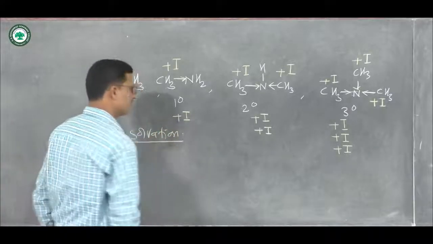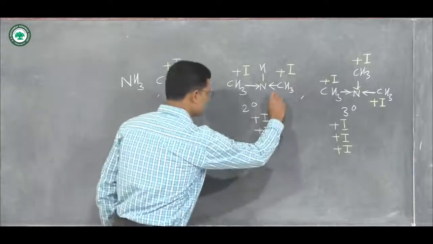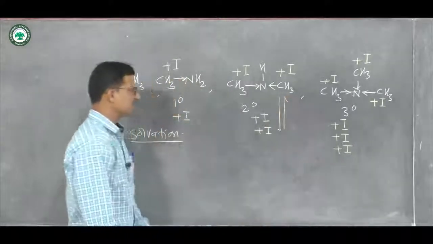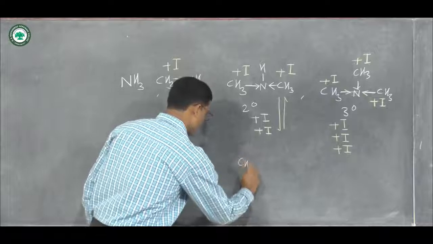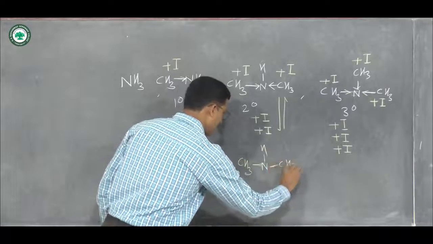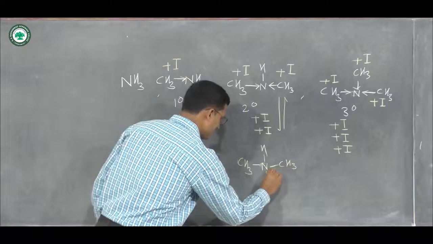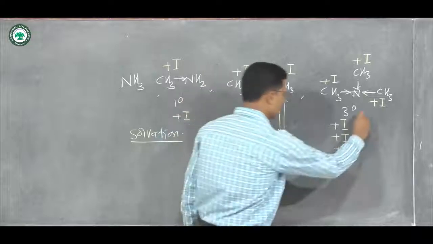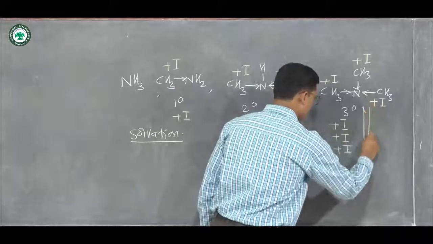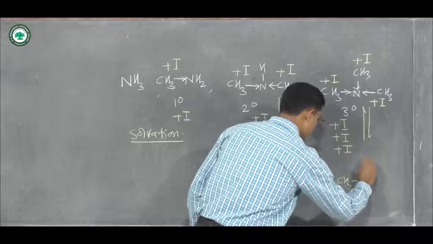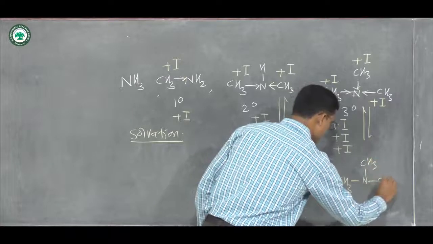Meaning, when you take the secondary amine, there is a formation of the conjugate acid of the secondary amine. Then the tertiary amine, we form the conjugate acid of the tertiary amine.